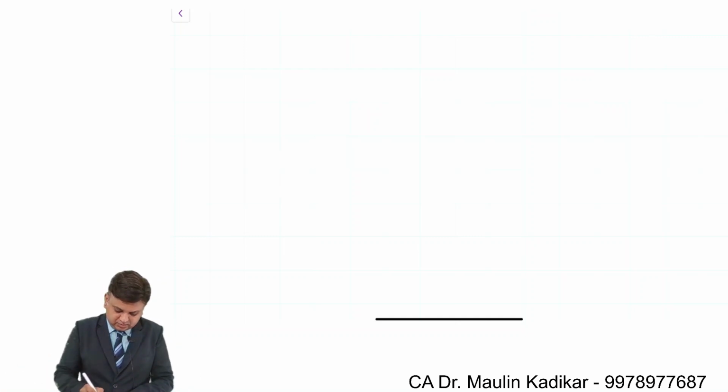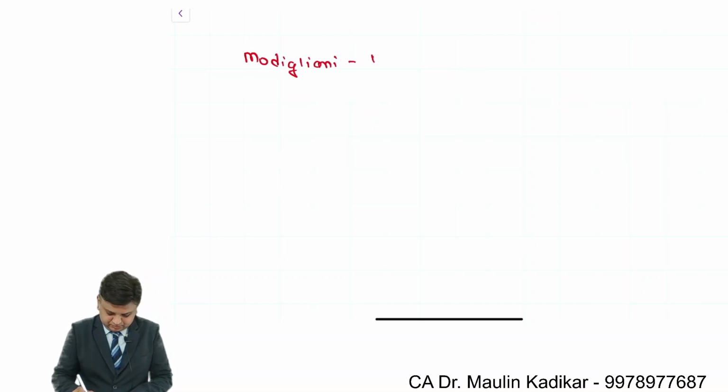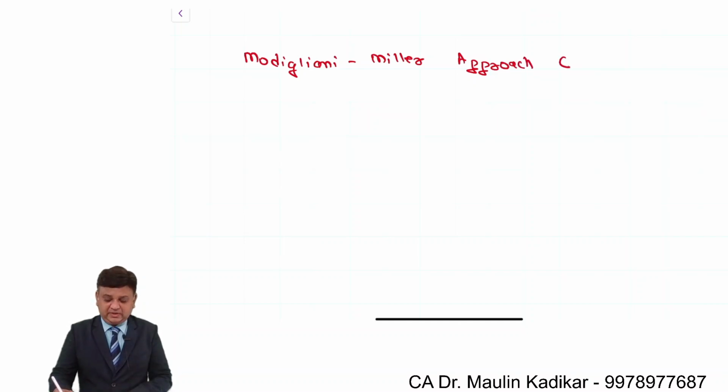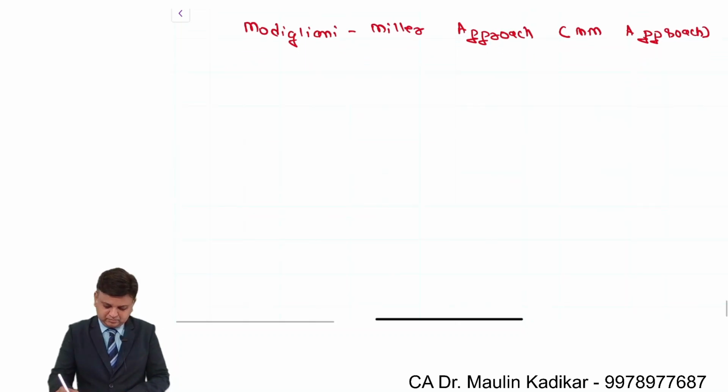Write heading Modigliani-Miller approach. In bracket write down MM approach. In that write down assumptions.